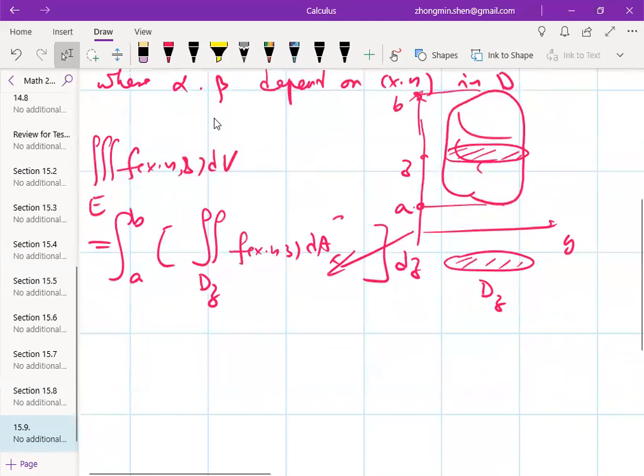All right. Next, I'm going to talk about the last review problem. This is from which section? Triple integral. Yeah, from triple integral. Remember.